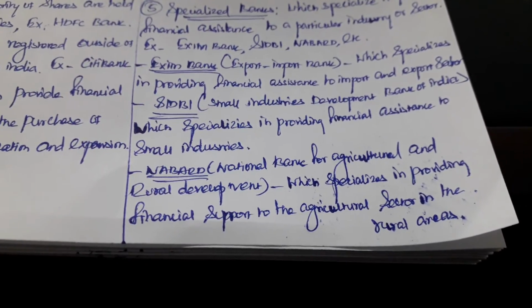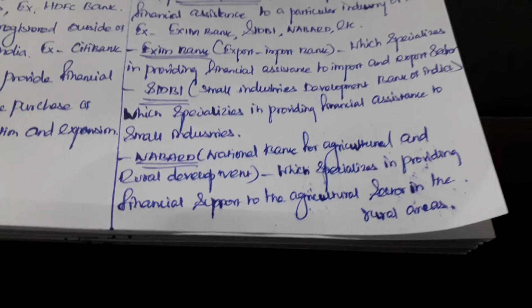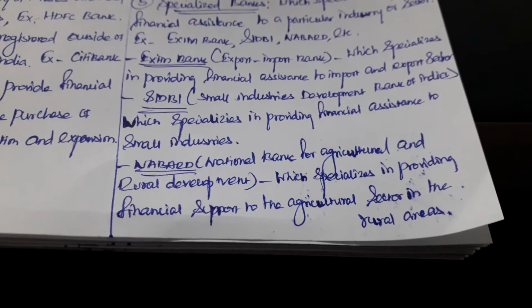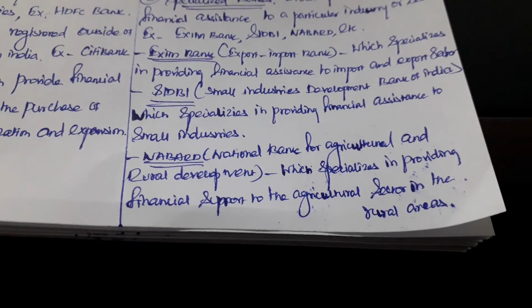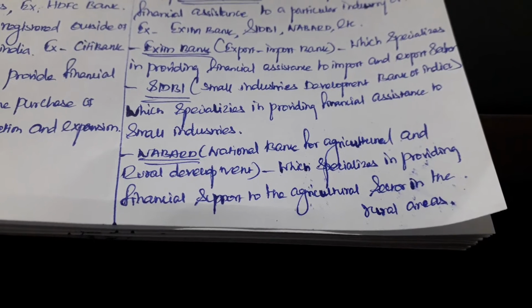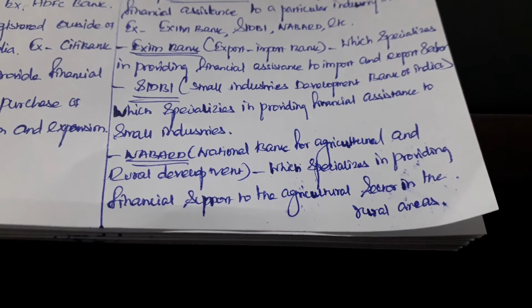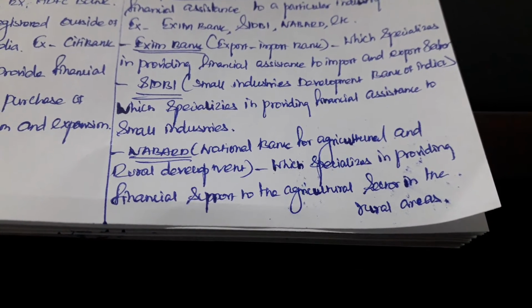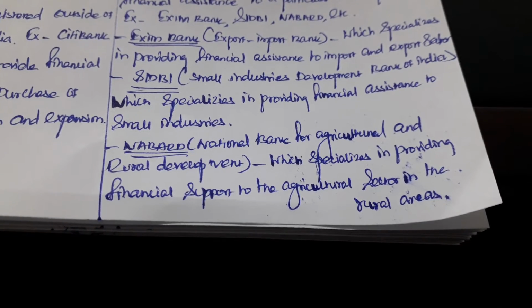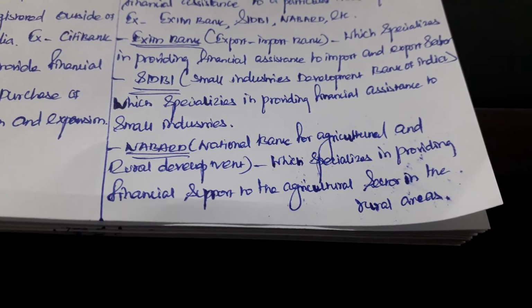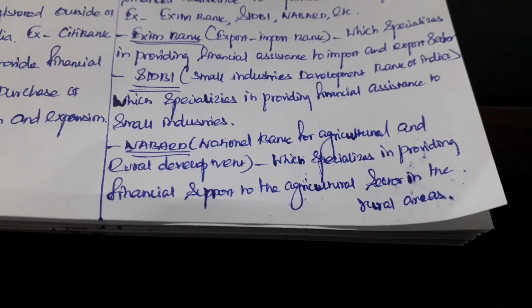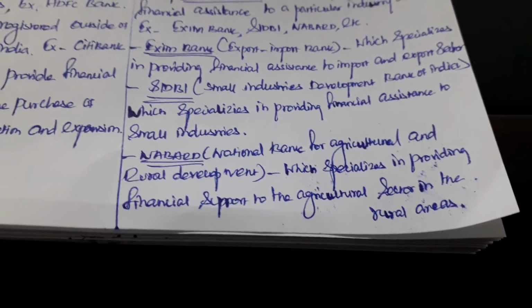The next one is NABARD, National Bank for Agricultural and Rural Development, which specializes in providing financial support to the agriculture sector in the rural areas. These banks operate especially for the agricultural sector.